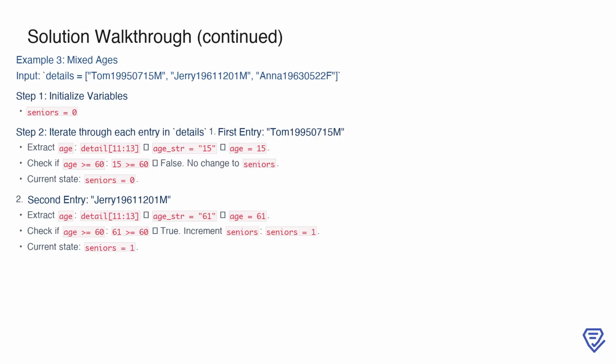Moving to the second entry, Jerry 196112001M, we extract the substring 61, convert it to an integer, and find that the age is 61. Since 61 meets the condition, we increment the seniors counter to 1.